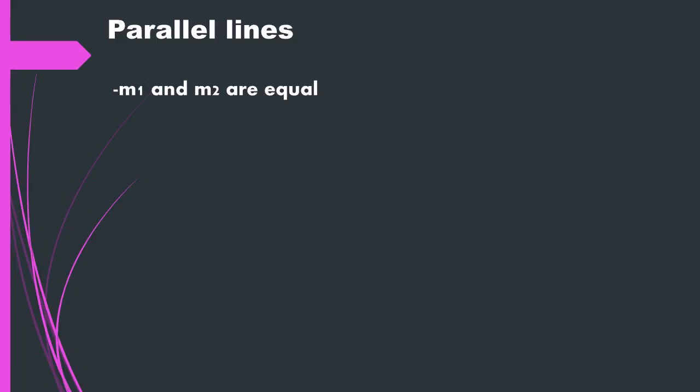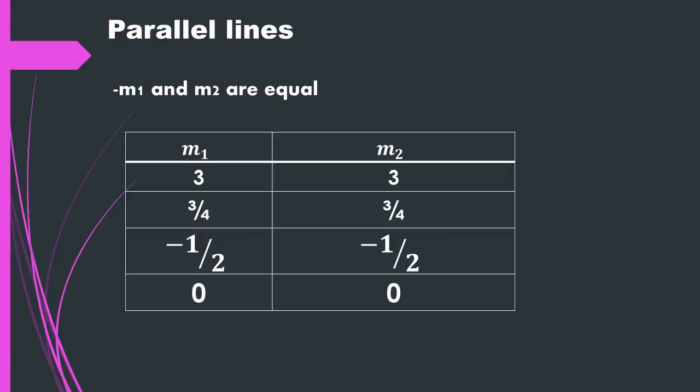In parallel lines, M1 and M2 are equal, where M1 is the slope of the first line and M2 is the slope of the second line. Since the two lines are parallel, their slopes are also equal. For example, if the slope of the first line is 3, then the slope of the second line is also 3. If M1 is 3/4, then M2 is also 3/4. If M1 is negative 1/2, then M2 is also negative 1/2. If M1 is 0, then M2 is also 0.